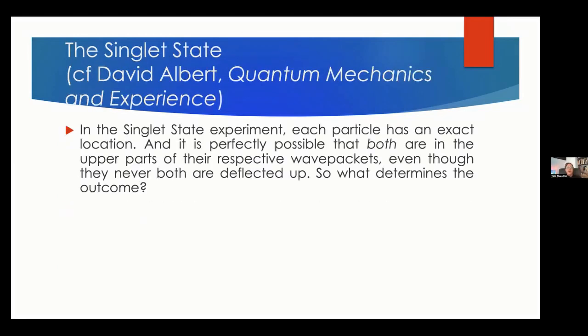If you're interested, it's nicely explained by David Albert in his book, Quantum Mechanics and Experience. So what's the situation? I have a pair of particles. I'm sending one off to Alice this way. I'm sending one off to Bob that way. The quantum state of that system is a singlet state, so I know what that is.